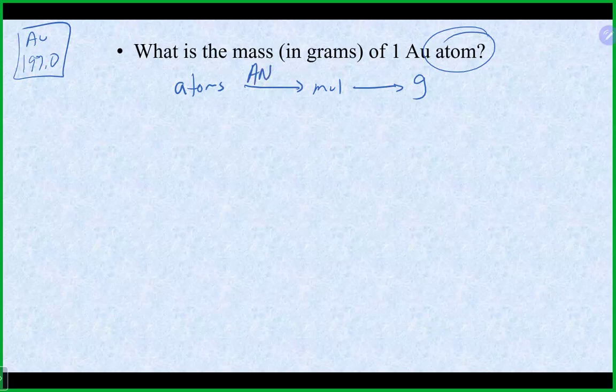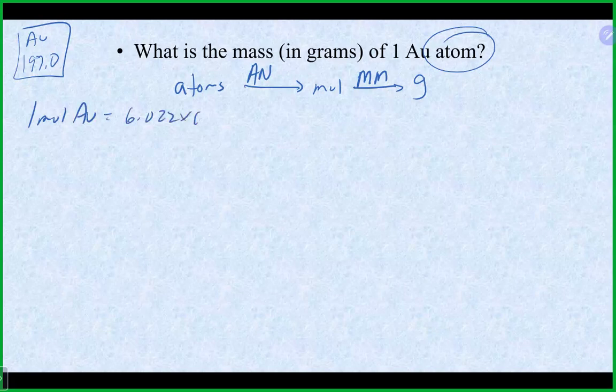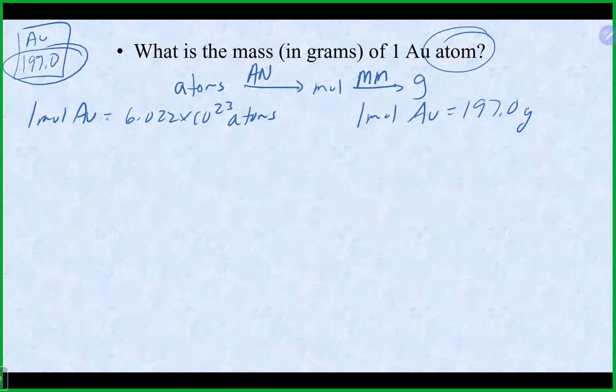And once we do have it in moles, that is where the molar mass from the periodic table is going to come into play. So that's sort of our pathway here. Remember that in this case, 1 mole of gold will have 6.022 times 10 to the 23. Here we are going to use atoms because it is just an element. And from the periodic table, we could pull off that in 1 mole of gold, there is 197.0 grams of gold. So these are our two equalities that we can use to get our conversion factors.